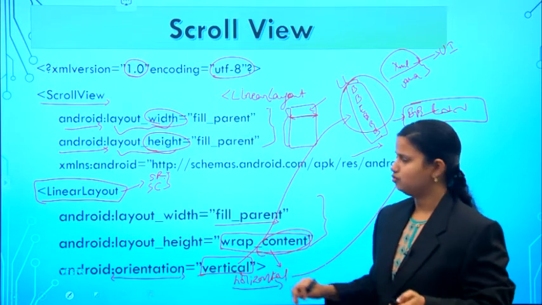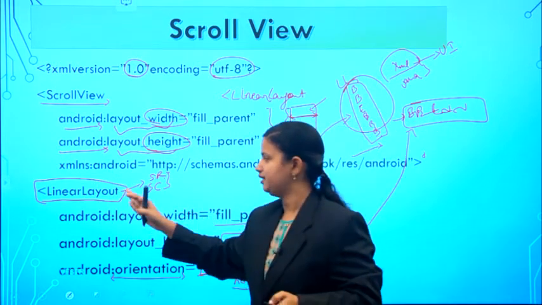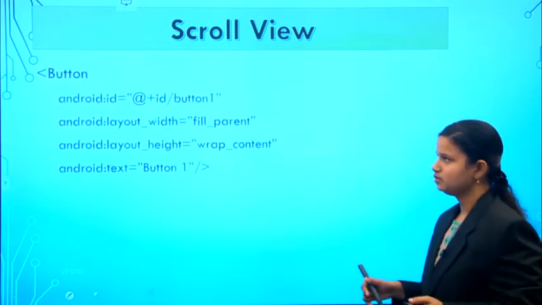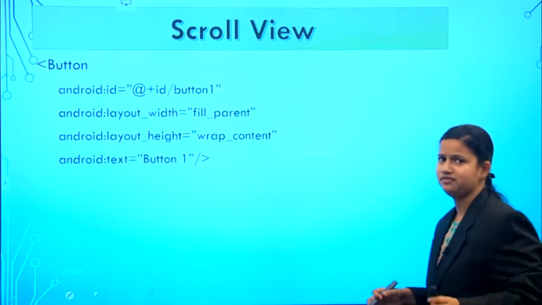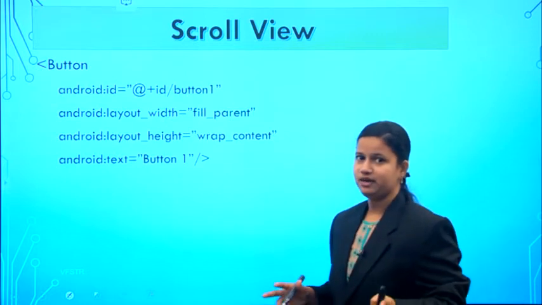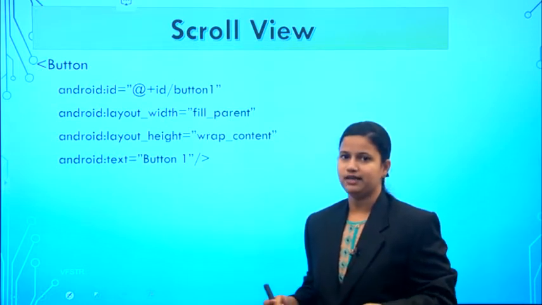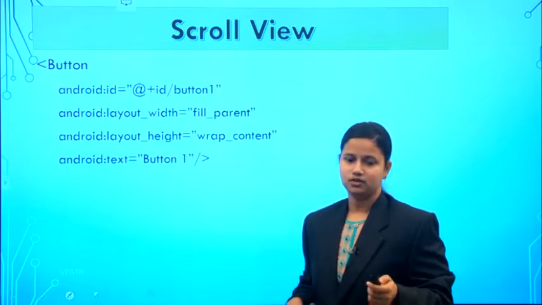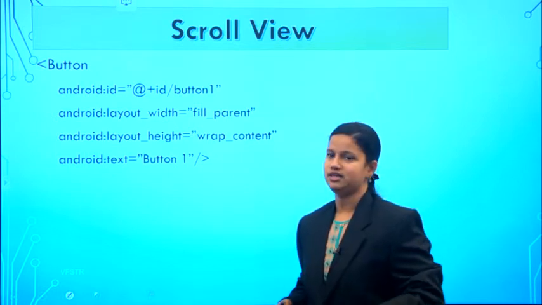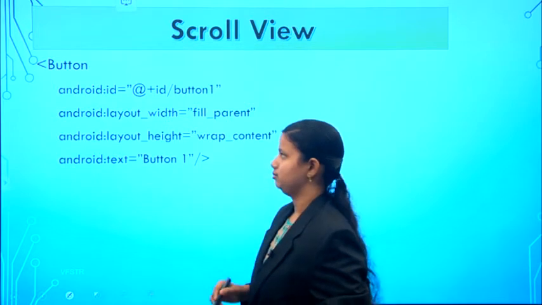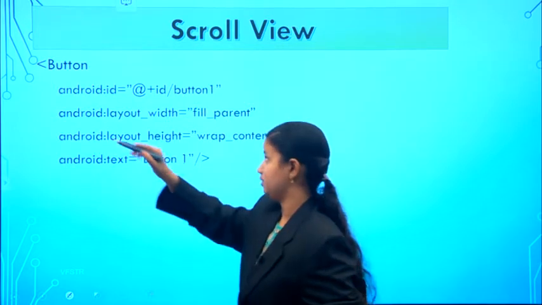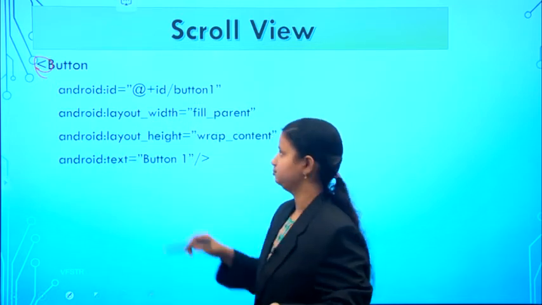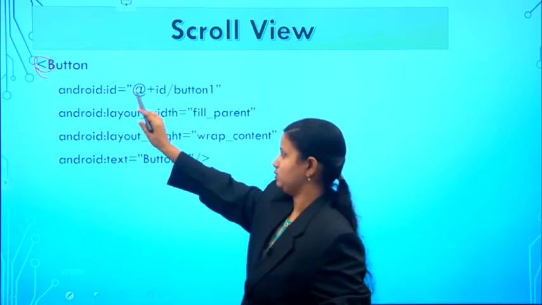So what are the components we add in this linear layout? Those will be mentioned here. Based on our requirement, we have to display 2 different buttons, then one edit text, and then another 3 buttons. So for that, we have to implement a button. Anything starts with a less than sign, so I am opening a button and including the button.